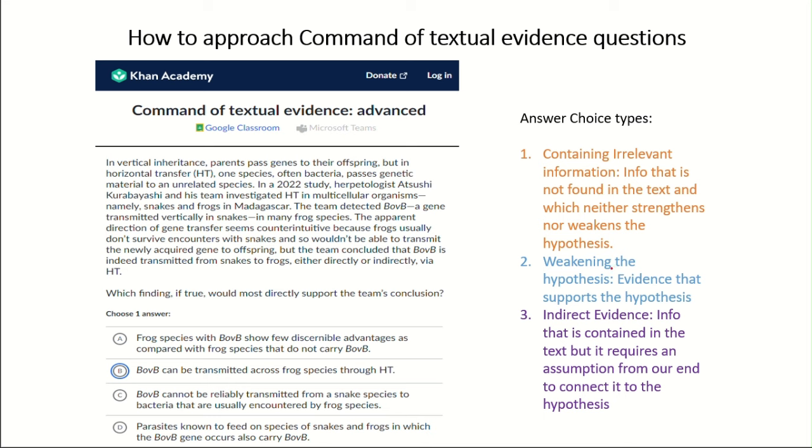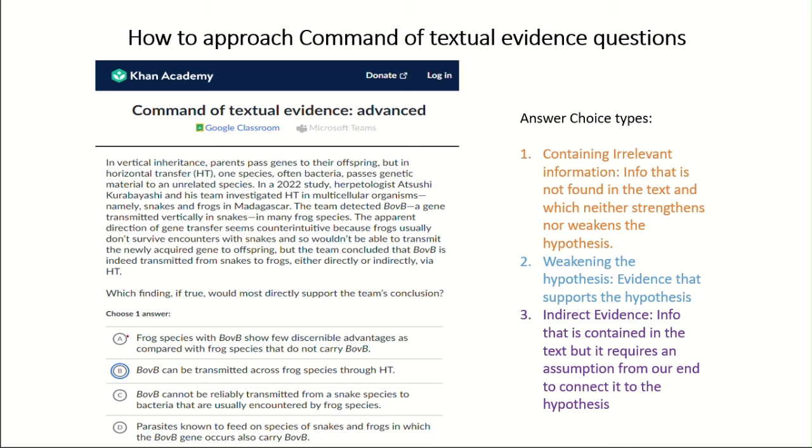The second wrong answer choice would be one which weakens the hypothesis or weakens the team's conclusion, right? The third type is one which provides indirect evidence. Now, indirect evidence means that information is contained in the text, but it requires an assumption from our end. It requires a leap of faith from our end to connect it to the hypothesis. Now, let's start eliminating the answer choices. The best way is to start comparing two of the answer choices and eliminate one of them, and then move on to the other answer choice.